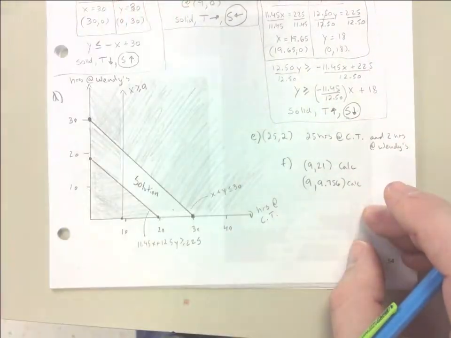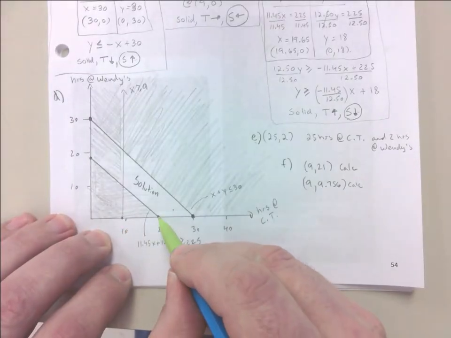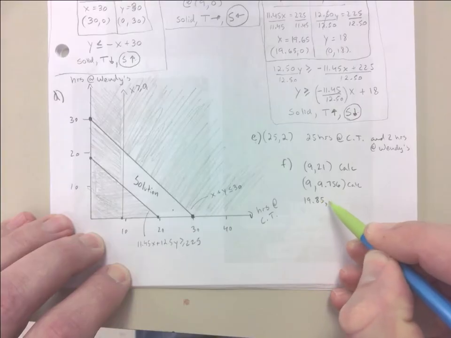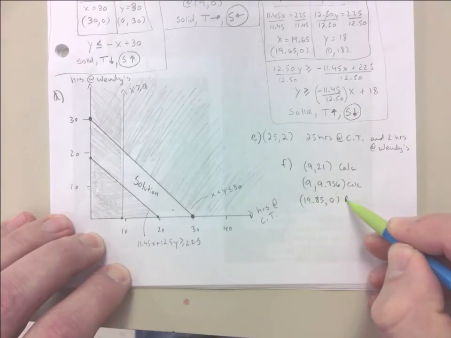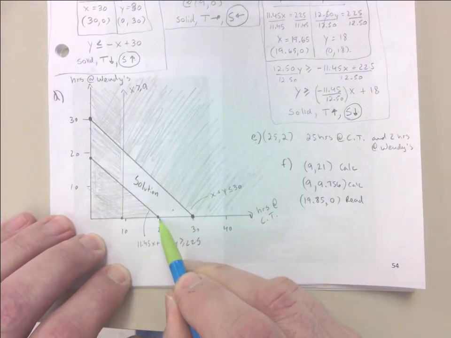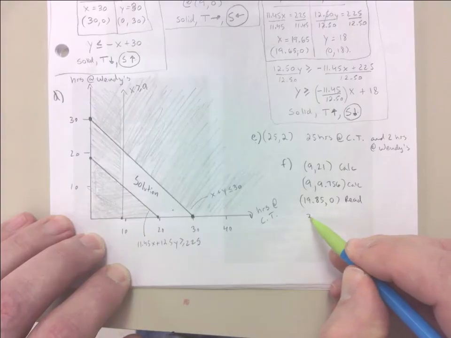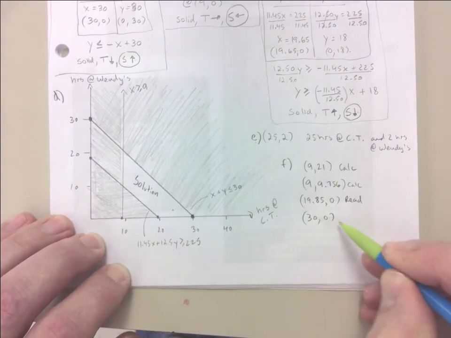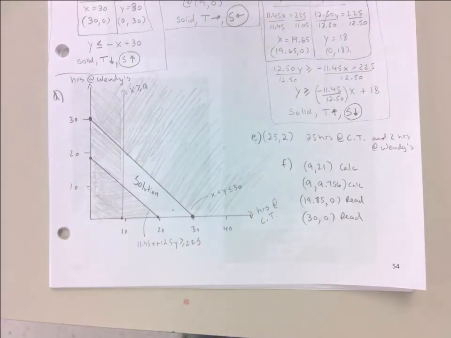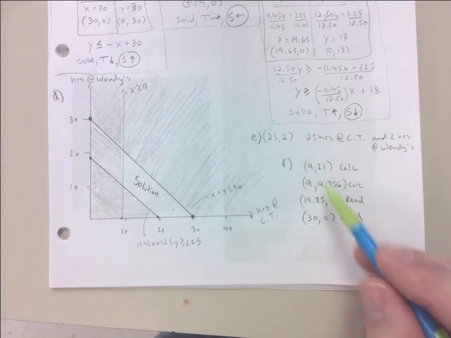And then the other ones I'm just going to read. This one I know is 19.850. I just read it off my graph, this one. And then 30, I also read it off my graph. I don't care how you find them, but don't put more work on yourselves if you can save some work, some time, right?